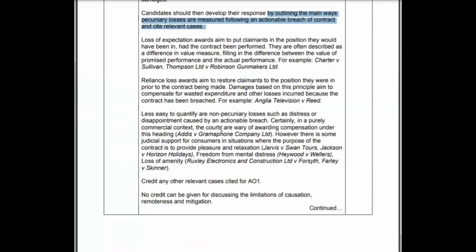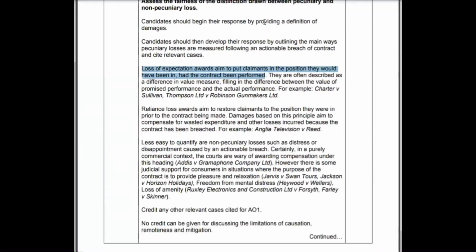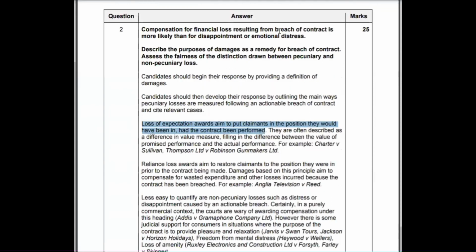Now, next we're going to see how the examiner wants us to start. This is an answer outline, but let's see what the main things are. So they have stated loss of expectations. See how I told you that you have to first explain what you are going to write and the main principles. You're going to underline them in the question, like compensation for financial losses resulting from a breach of contract.